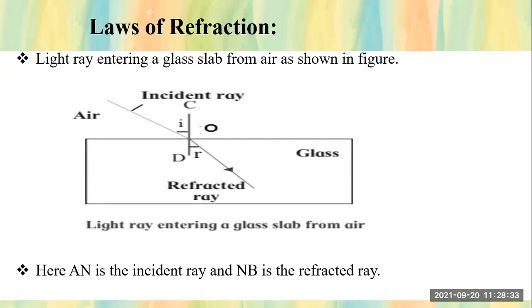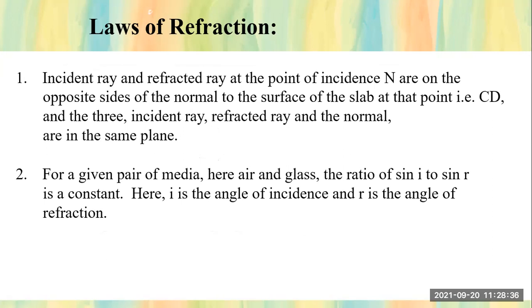Very simple. Okay. Second, for a given pair of media, what is the pair of media here? Glass and air, right? The first medium is air and the second medium is glass. The ratio of sin i to sin r, where i is the angle of incidence and r is the angle of refraction, is always constant. Okay, this is the second law of refraction, very important.